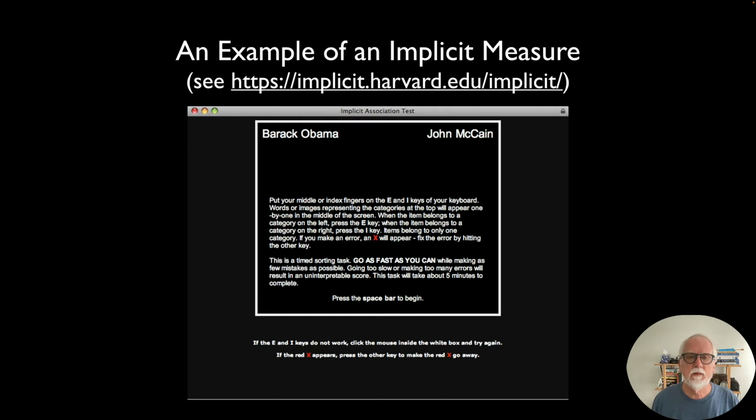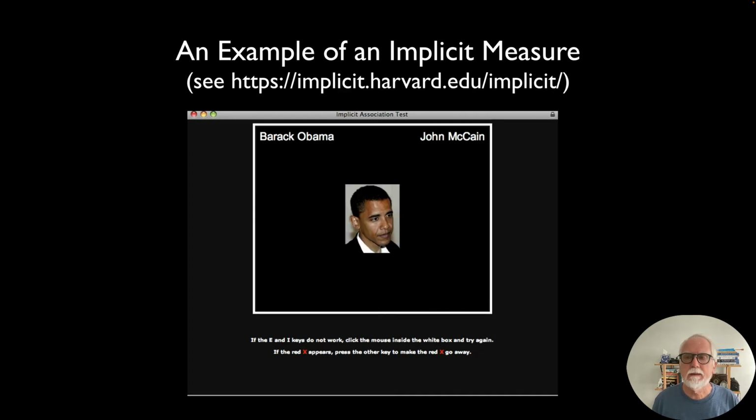This particular one was developed way back in the day when Barack Obama was running against John McCain in the United States for the presidency. And so the idea was that instead of asking people exactly how do they feel about Barack Obama or John McCain, they could go ahead and take this implicit measure. And so what you would do is you'd see a picture like this, and you're supposed to tap the left key if it's Barack Obama, the right key if it's John McCain. Very easy, so you see pictures of John McCain or Barack Obama and make those quick categorizations.